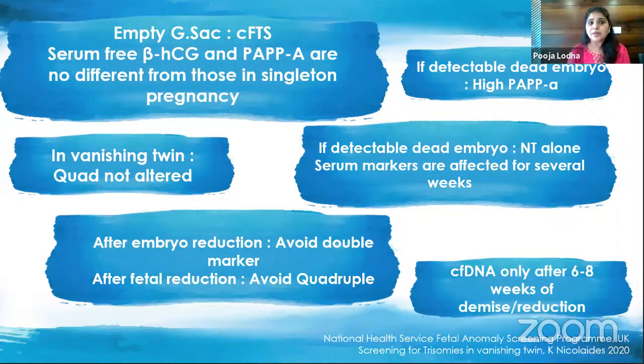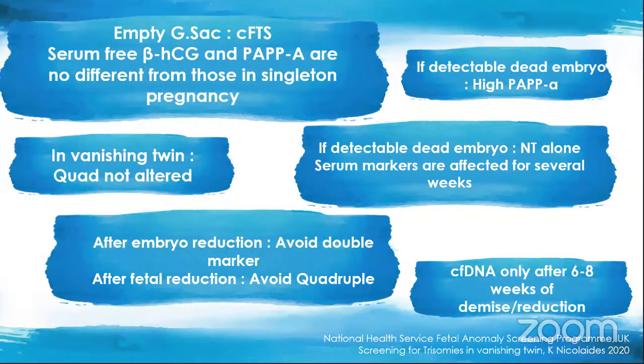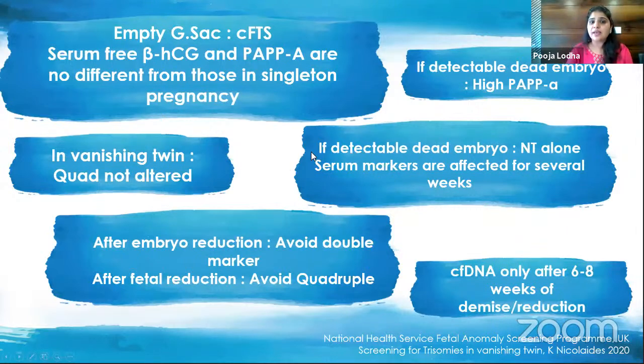And especially for us fetal medicine specialists who reduce fetuses and not embryos, do not do a quadruple test because the alpha fetoprotein is going to be high in such cases because the dead embryo is going to release AFP and she's going to come up high risk for neural tube defects. So after embryo reduction, avoid a double marker and also avoid a quadruple marker. Do it before the reduction, if at all.